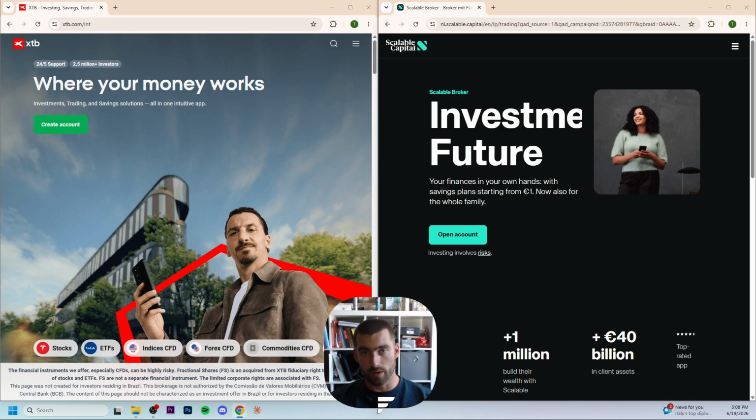If you look at XTB's trading cost and fees, they have stock and ETF trades often with 0 commission within limits, and the CFDs use spreads plus overnight fees. Then if you look at the Scalable Capital fees and trading cost, they have low cost investing with flat fee trading and very low cost ETF saving plans.